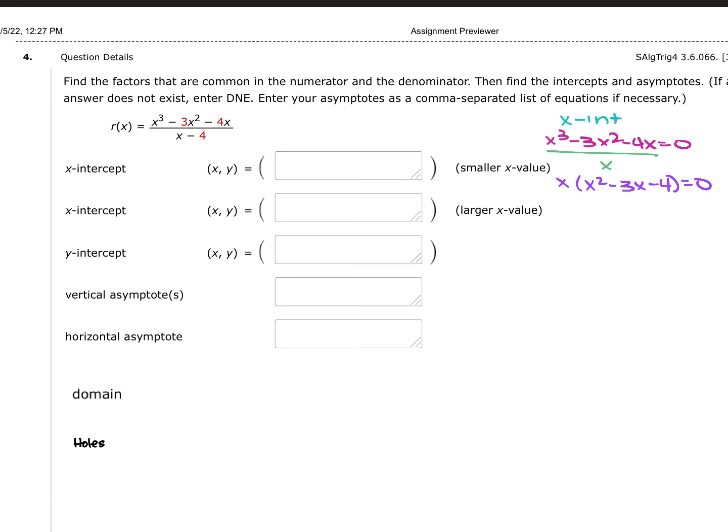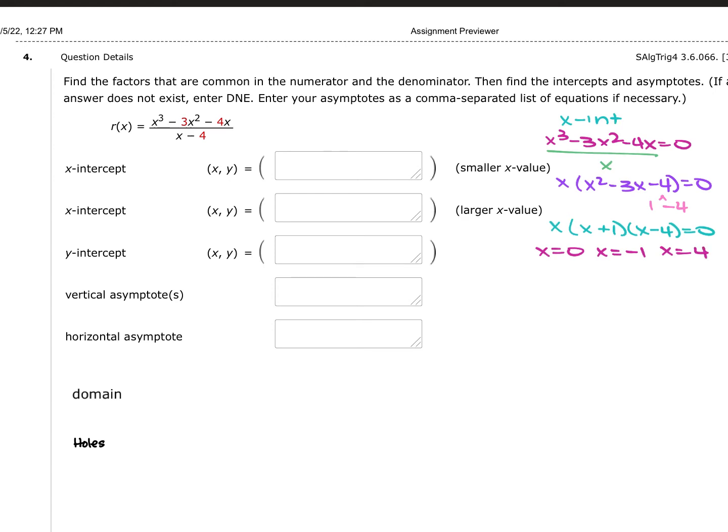From here, your factors of -4 that add up to be -3 are 1 and -4. So this factors to be x times x plus 1 times x minus 4 is equal to 0. You set them all equal to 0 and you solve. You're going to get that x is equal to 0, x is equal to -1, and x is equal to 4. So this gives you 3 x-intercepts.